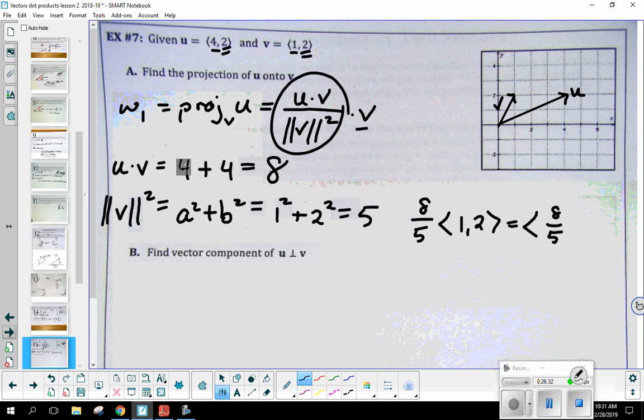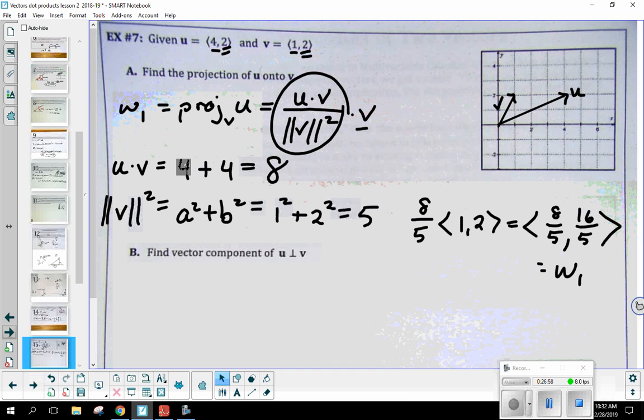That would be 8/5 and 16/5. There you go. This right here, that's the vector projection. That's W1. What I'm about to show, that should be the shadow that U casts onto V. Okay. All right, so let's actually go ahead and do that.